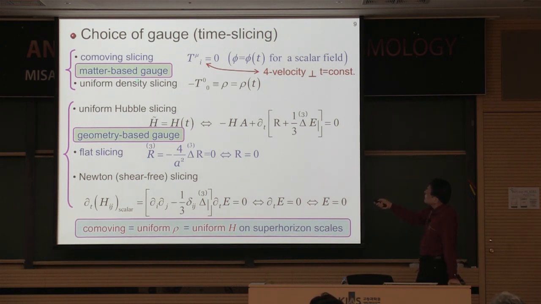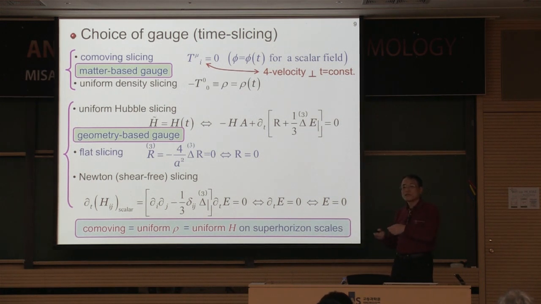Anyway, this is a kind of matter-based gauge, and another is, as I discussed, flat slicing, where you put the curvature equal to zero. And something very close to this is called uniform Hubble slicing. Actually, this slicing condition is slightly complicated, but geometrically it has very good features. And if you know the numerical relativity computations of black hole collisions and so on, they essentially use the so-called maximal slicing, where this is exactly zero.